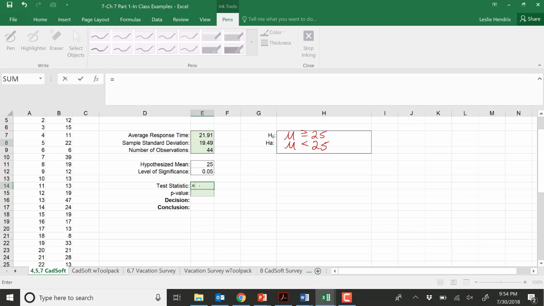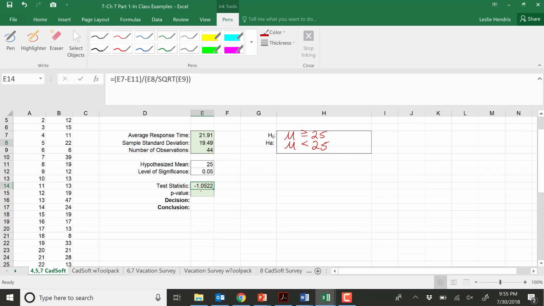So remember that it is x bar minus mu naught divided by s over the square root of n. So we have our sample mean, which is 21.91, minus the null hypothesized belief of what the true mean is, which is 25, divided by s, which is 19.49, over the square root of 44. And we get negative 1.05. So just use Excel like a calculator.